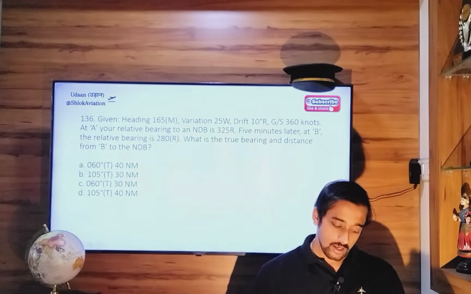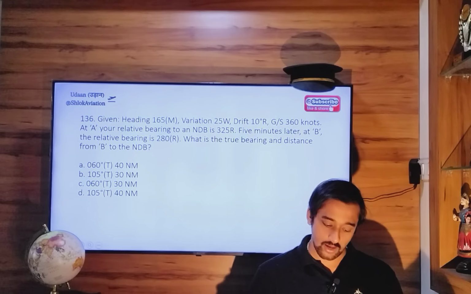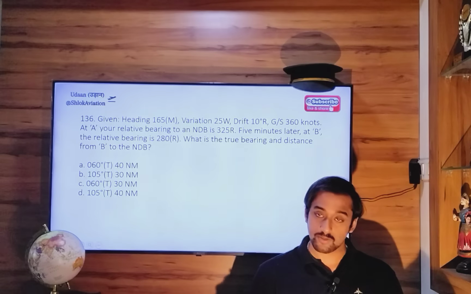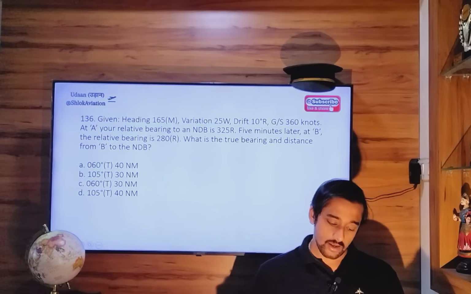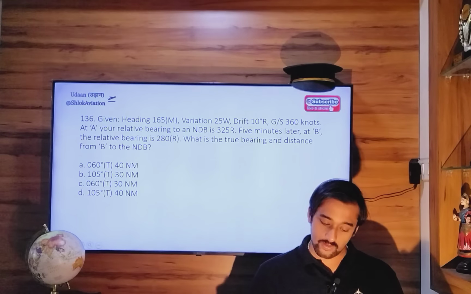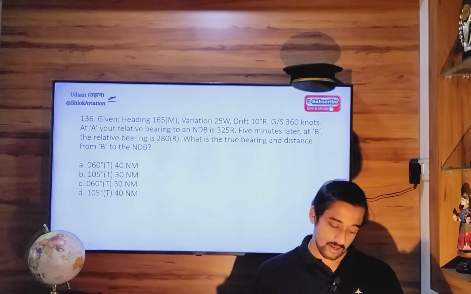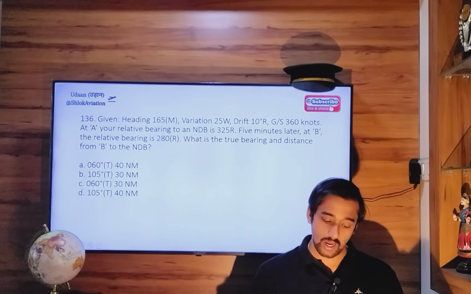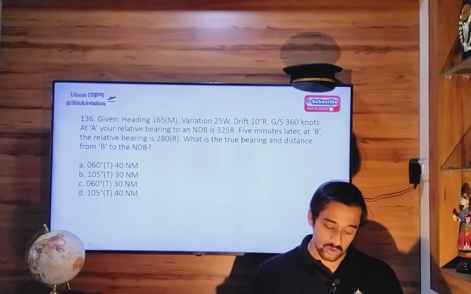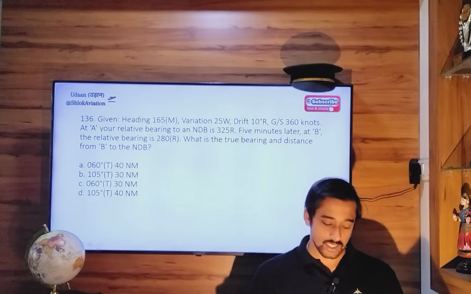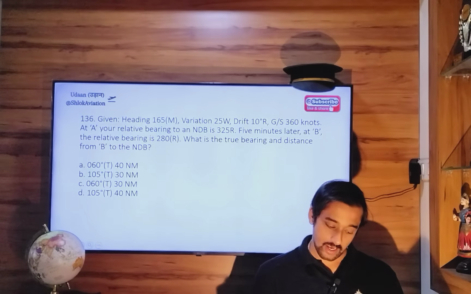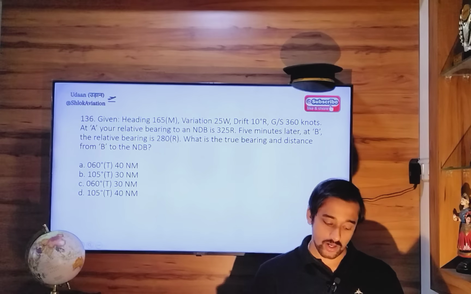Next, heading is given, variation is given, drift is there, speed is there. At A, relative bearing to an NDB is 325. 5 minutes later, the relative bearing becomes 280. What is the true bearing and distance from aircraft to the NDB?